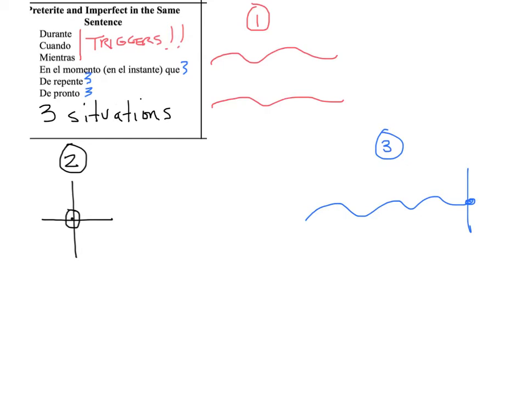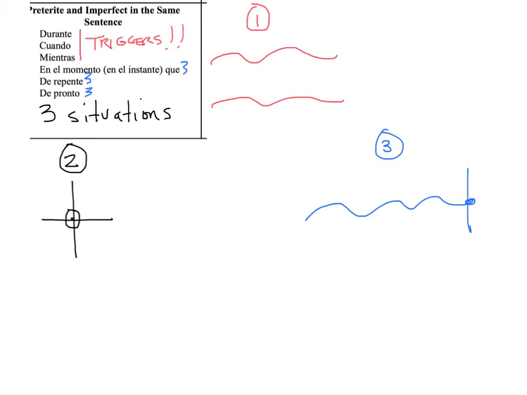Now, the three situations are the one time that you can take away that question that we had talked about earlier. And that question was, is this a main action or is this background information? And normally when you can answer that question, you have either preterite or imperfect. Now, the three situations takes that away. We can toss that question out the window, and we have to look at each one of the three situations for what they are.